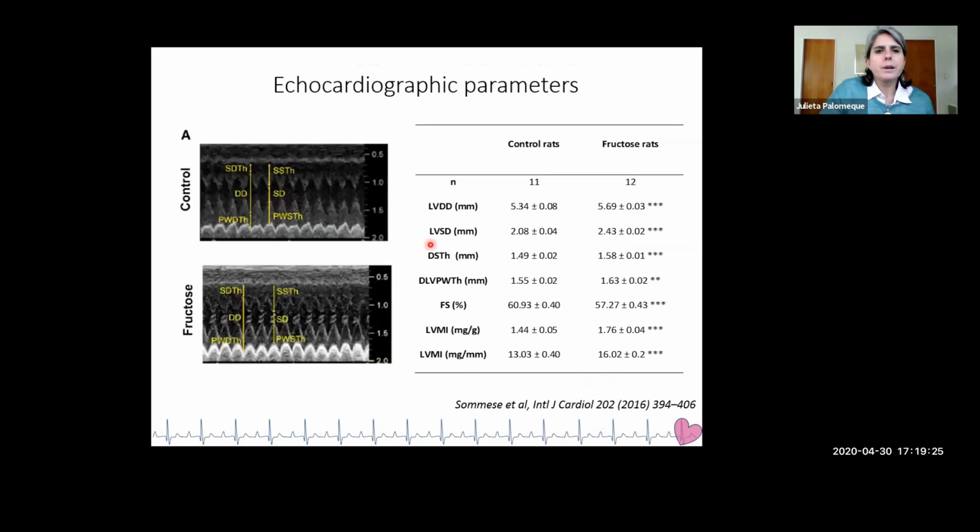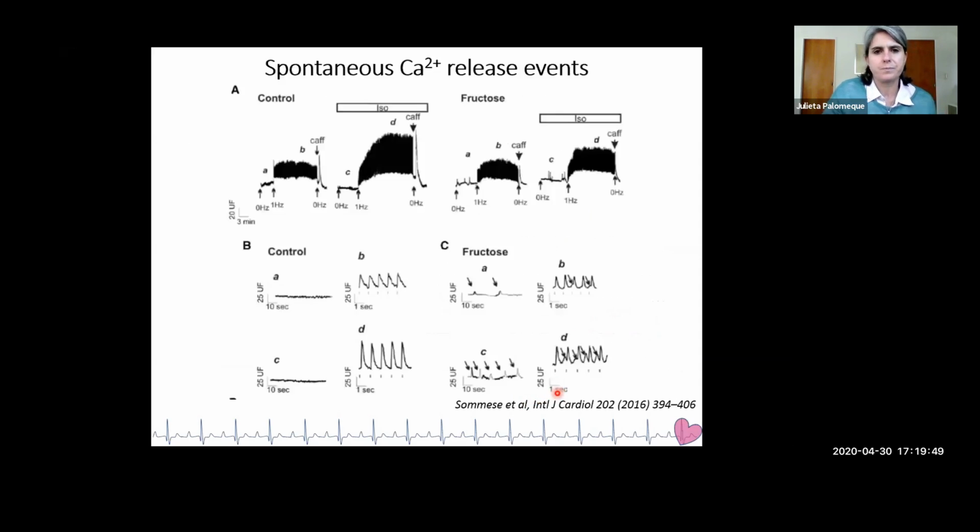So we performed echocardiograms, and we detected a systolic dysfunction because we have a lower fractional shortening, but also we have a hypertrophy and dilation of the chamber. So this was very surprising for us because the treatment is very short. So we decided to isolate myocytes to see the behavior of the heart cells, and here you can see the protocol that we used.